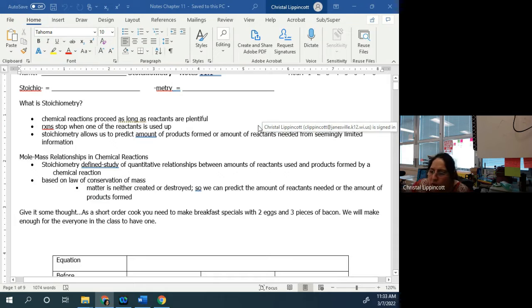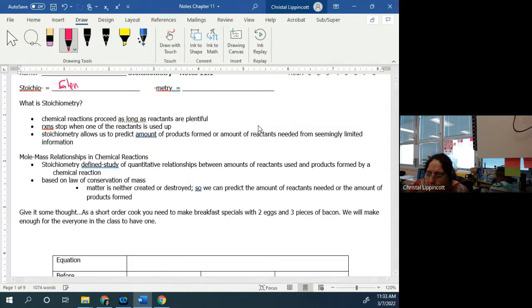So stoichio means element. That's element. It didn't turn out perfect writing, but it's close. And then metri means to measure. So we're measuring elements. And the way that we do that primarily is with moles, okay? And we're going to talk about why we do moles here in the next few days.